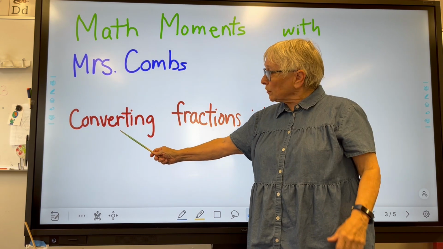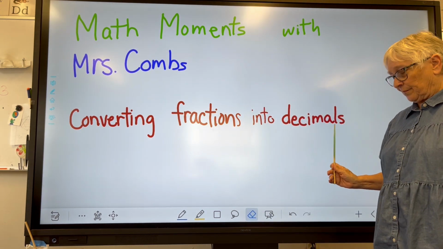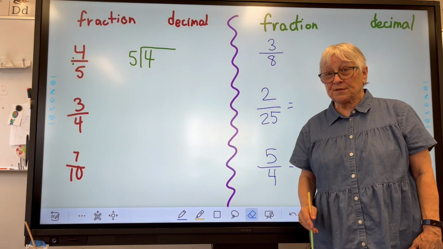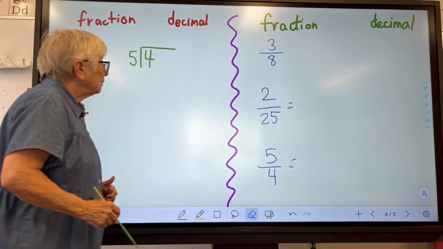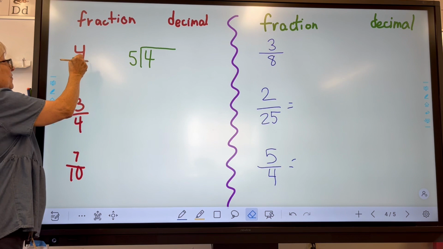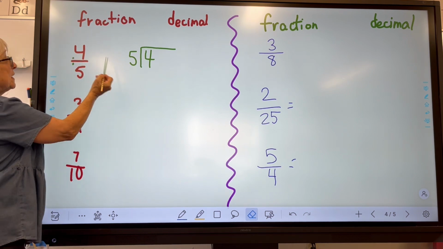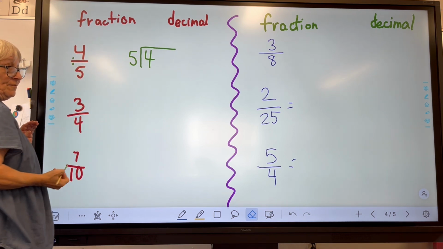I'm going to talk today about converting fractions into decimals. Very simple process, but you do have to know how to divide. Remember that this fraction bar is a division sign. So what this means is 4 divided by 5.